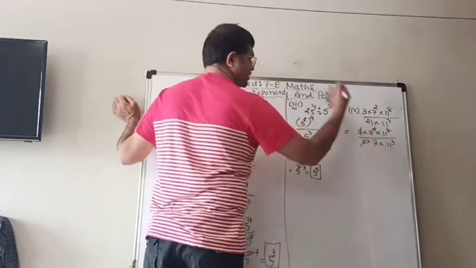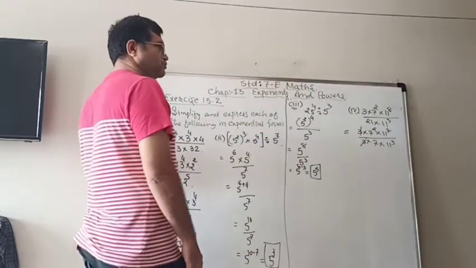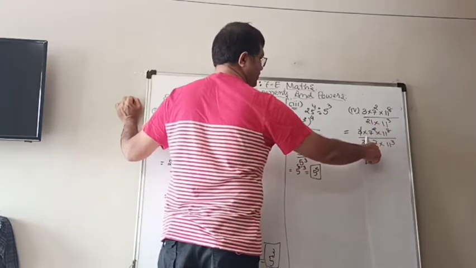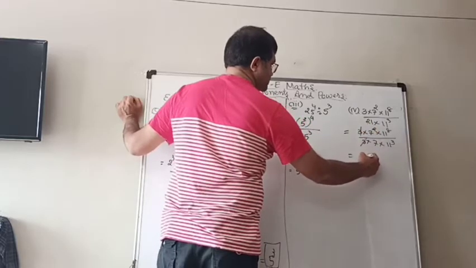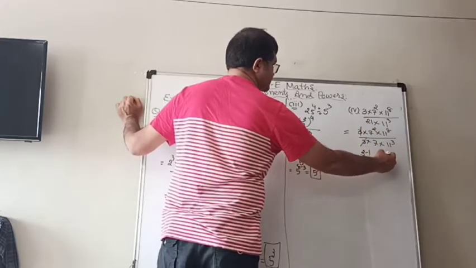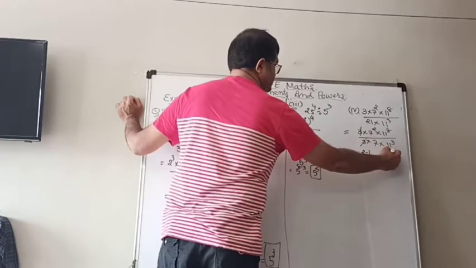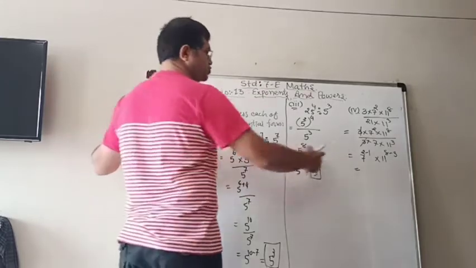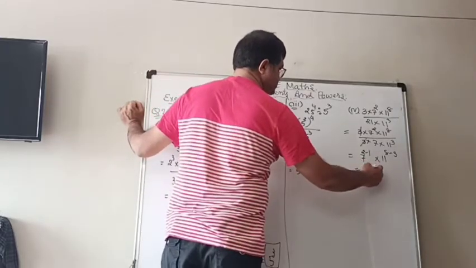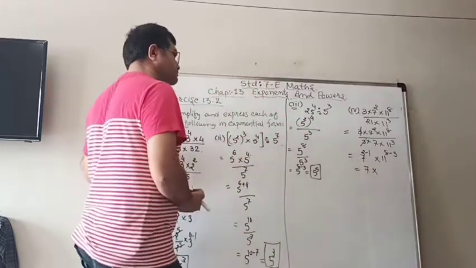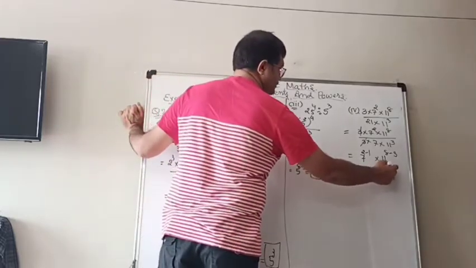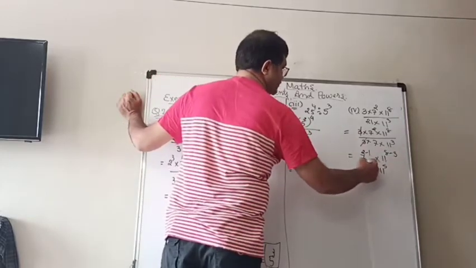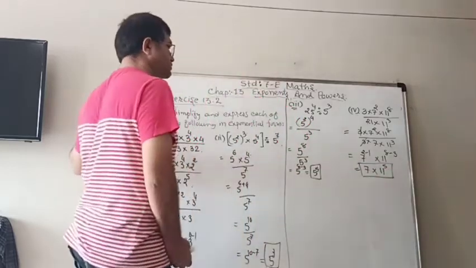3 7s are 21. Now here 3 over 3 is already cancelled, so now on the numerator 7 squared upon 7. So we can use the rule 7 raised to 2 minus 1 and 11 raised to 8 minus 3. 7 raised to 2 minus 1 is 7 to the 1. So 7 into 11 raised to 8 minus 3 is 5. So 7 into 11 raised to power 5. That will be your final answer.